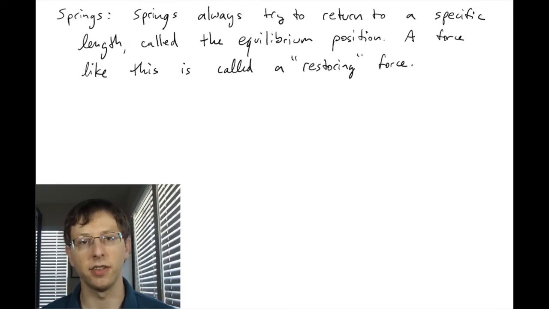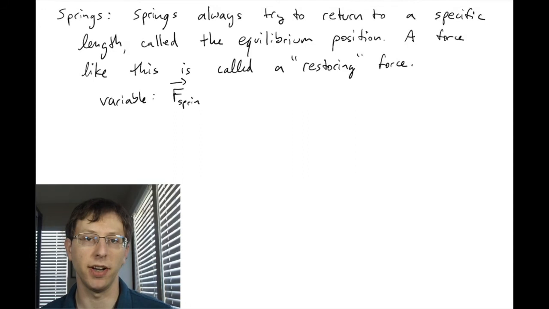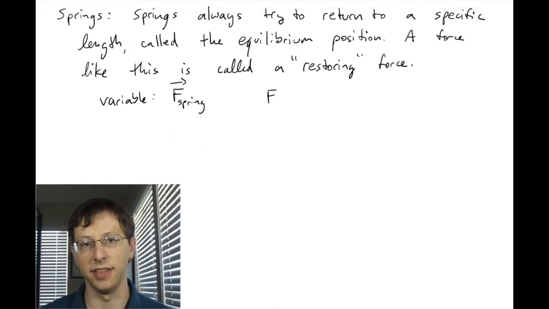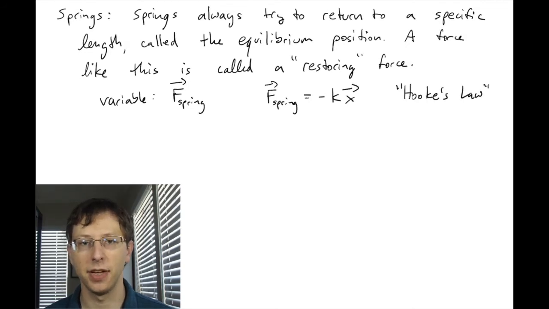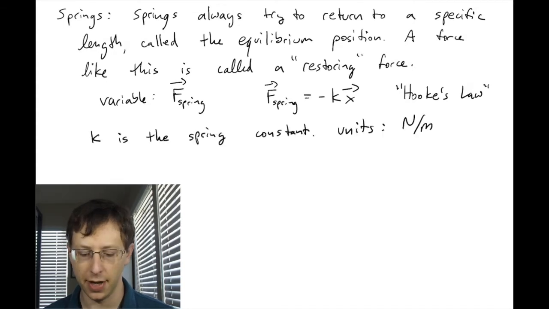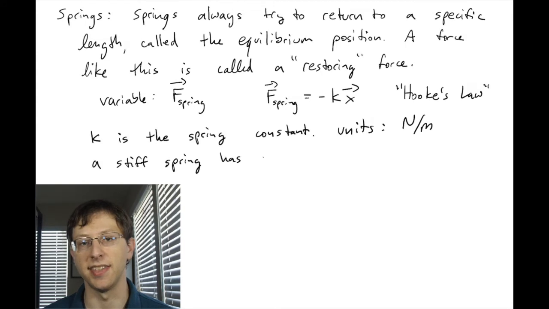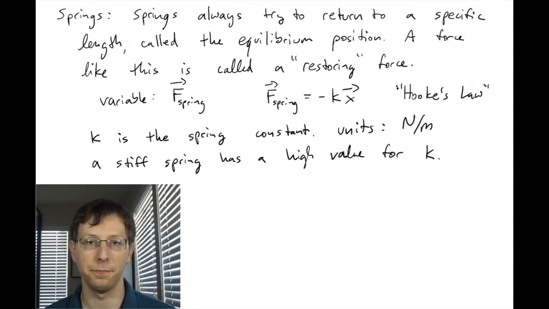So for a spring, the variable is usually F subspring, and this force, F spring, is equal to negative k times x, which is also called Hooke's law. K in this case is a spring constant, and its units are newtons per meter, and a stiffer spring has a higher value for K.